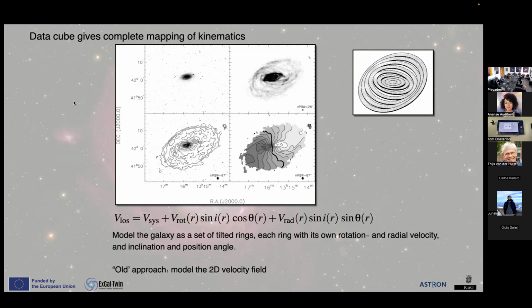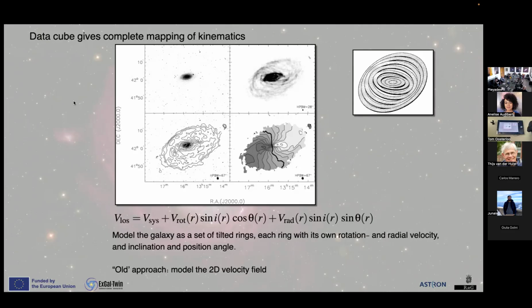And the standard way of modeling that is to divide the disk in rings. Each ring has an orientation, inclination, position angle. Each ring has a rotation velocity. If you want, also a radial velocity, but in general, and certainly in the beginning, you'll see that there are no radial motions, so this term you forget. So each ring has a rotation, inclination, and position angle.